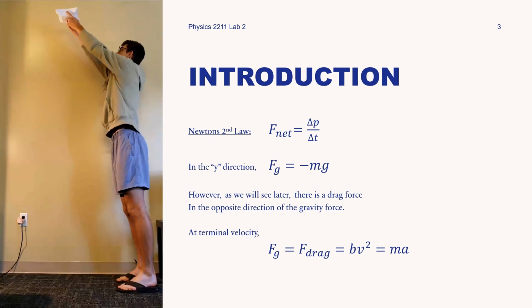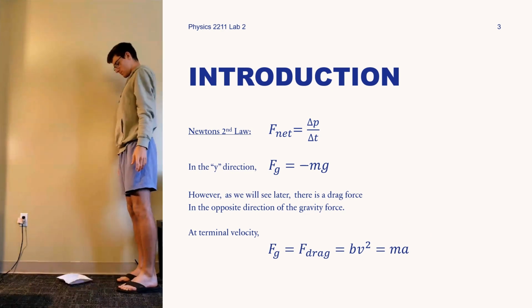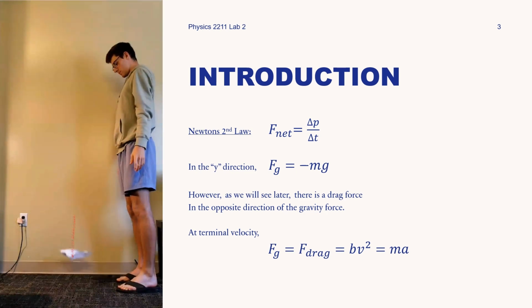Using Tracker, I was able to track the object's motion as it fell. As you can see, it is initially accelerating and then proceeds to fall at a constant velocity. This is because of all the drag force acting on it. But for now, we will not focus on the drag force.